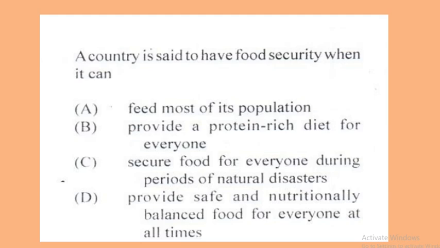A country is said to have food security when it can feed most of its population, provide a protein-rich diet for everyone, secure food for everyone during periods of natural disasters, or D, provide safe and nutritionally balanced food for everyone at all times. And the answer is D, to provide safe and nutritionally balanced food for everyone at all times.